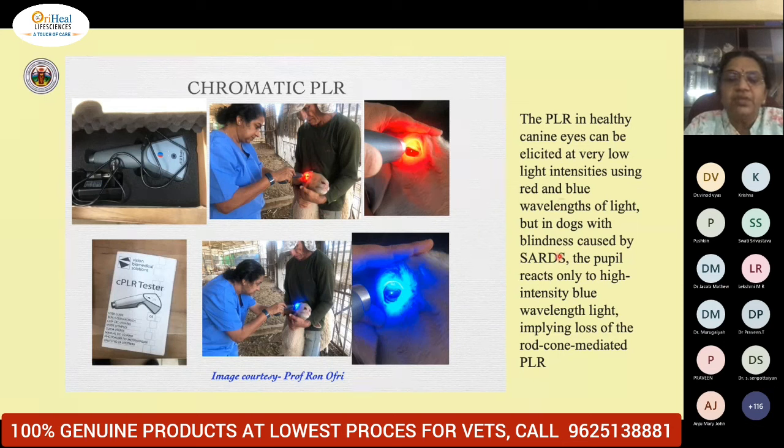And in dogs with blindness, for example SARD, sudden acquired retinal degeneration, the pupil will react only to high intensity blue wavelength. The rods will not give any response, because of the loss of rod and cone cells, and hence there will not be any PLR. So such assessment of rods and cones you can do. Again, this carries more importance in the research setting.